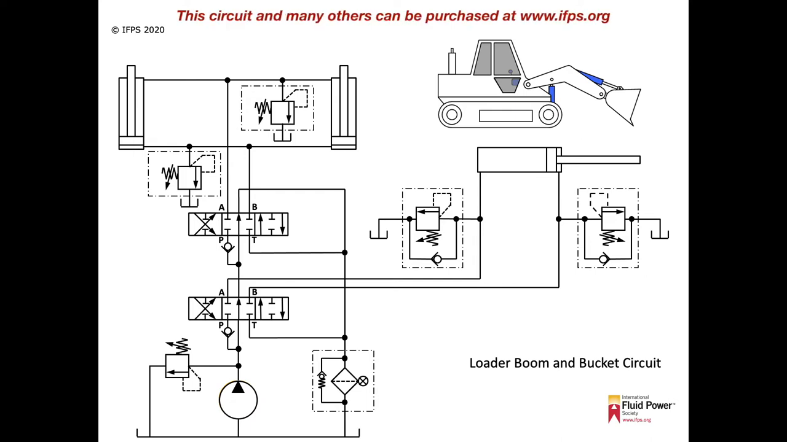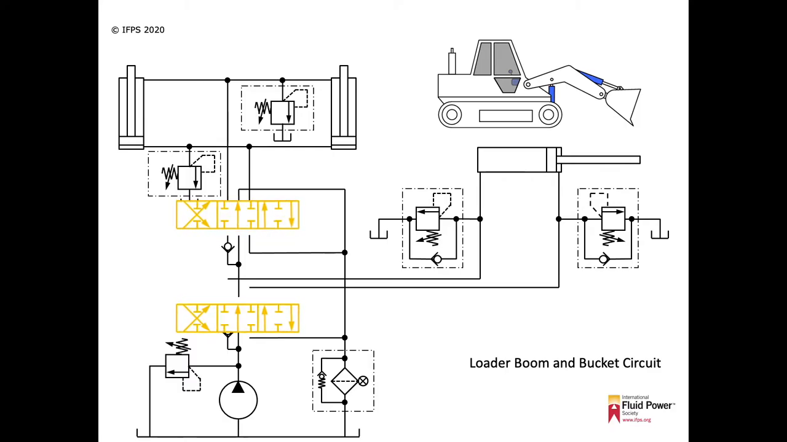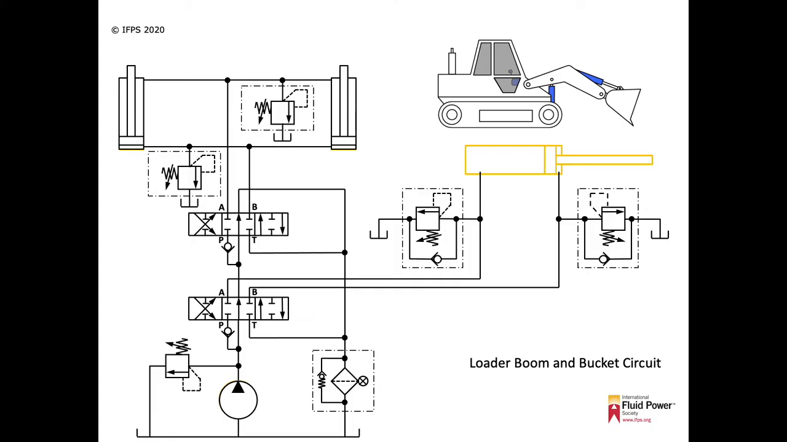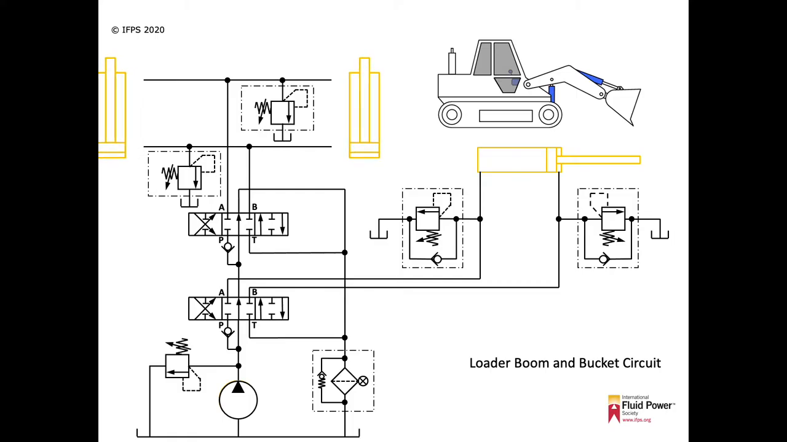The circuit shown represents the boom and bucket cylinders and their associated valving. The circuit is supplied by a fixed displacement pump with a main system relief valve set at 21 MPa, 3000 PSI. The flow is supplying two directional control valves with a closed center, which respectively supply the bucket cylinder and the two boom cylinders, allowing them to be extended or retracted as necessary during operation.